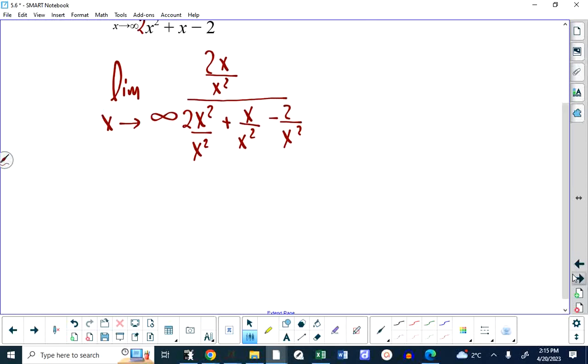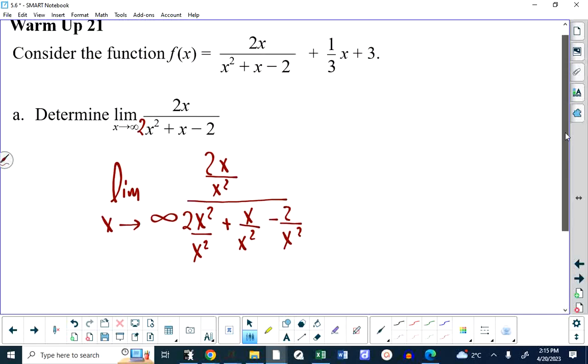So yesterday when you did your quiz, you would have done this to determine the horizontal asymptote of a function. Keep in mind what we are finding the limit as x approaches infinity of is not the entire function. It's only the first part of the function.